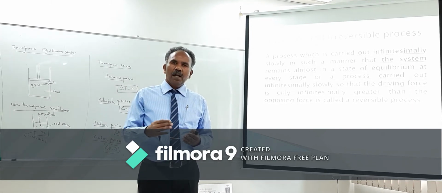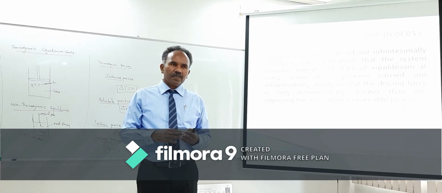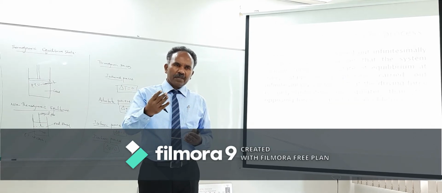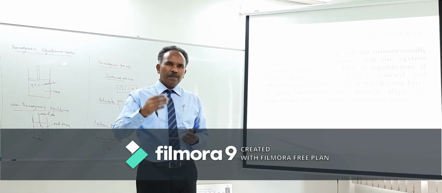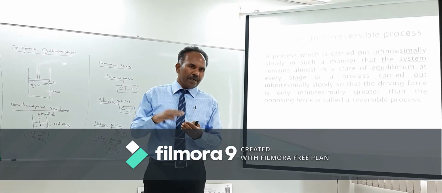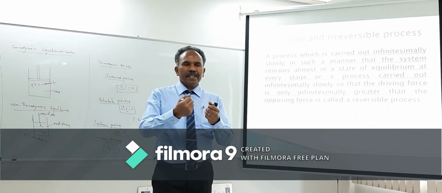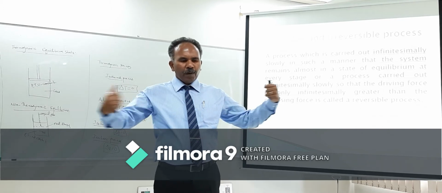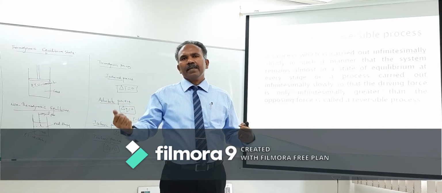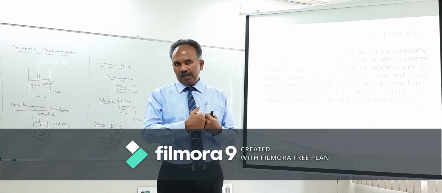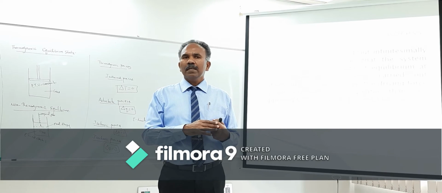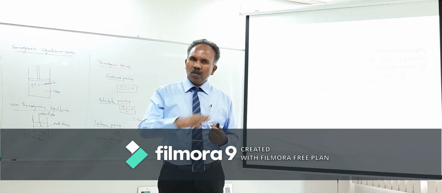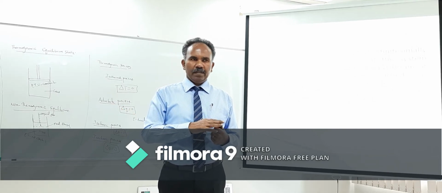Some processes are reversible. For example, as I explained, nitrogen reacts with hydrogen to form ammonia. Again, it can be brought back. For example, when we take a spring, pull it and leave it, it can come back to its original state. That is called a reversible process. Some processes are irreversible. After the process is over, it cannot be brought back.